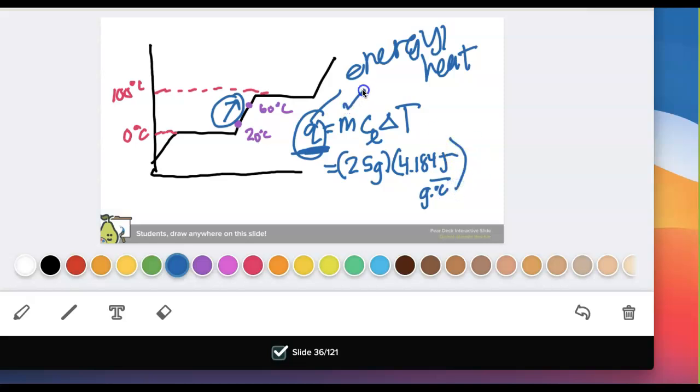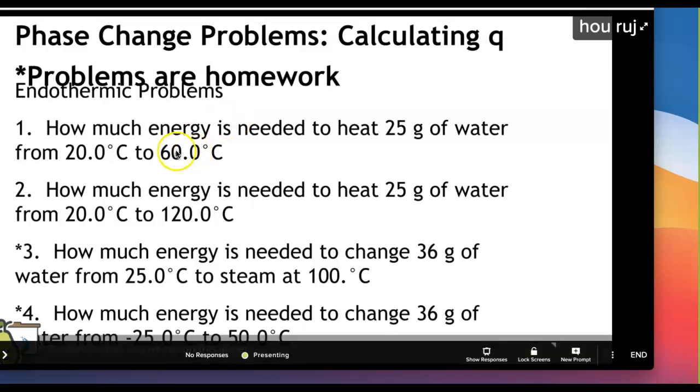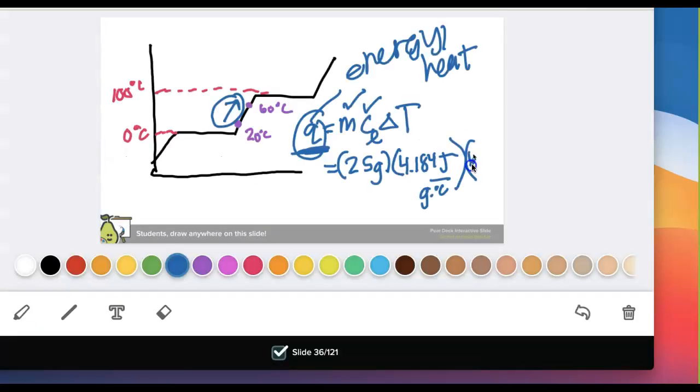So M, C. Now remember, the delta means final temperature minus initial temperature. So we have to go back to the problem. The final temperature is 60 minus the initial temperature is 20. So 60 minus 20 is 40. So 60 minus 20 degrees Celsius. And that's it. Now we just solve for it.